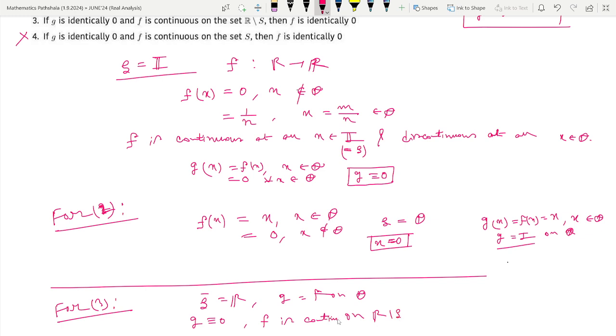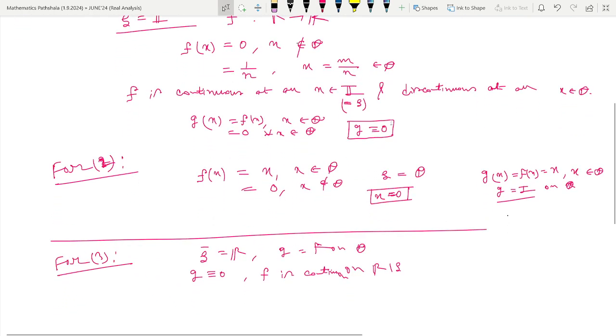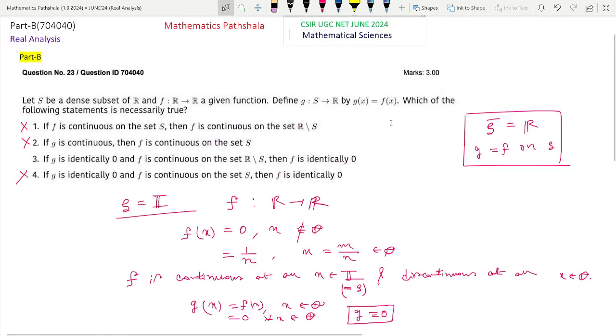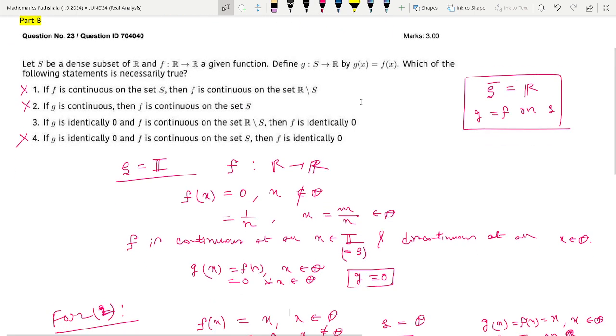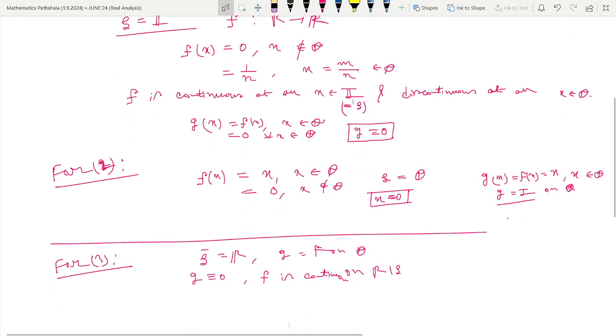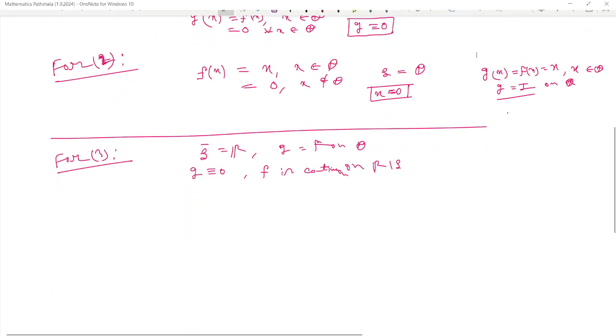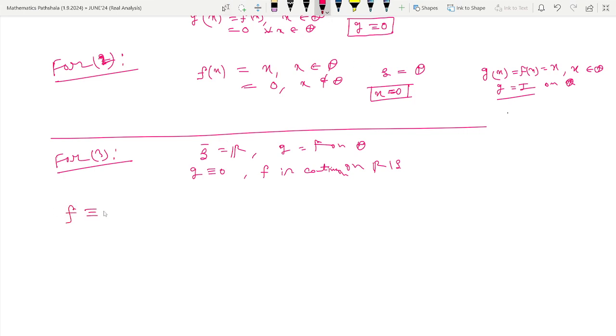This we are given, and we have to prove that f is identically 0. f is from R to R. We need to prove f is identically 0. Okay, so we need to prove that f is identically 0.